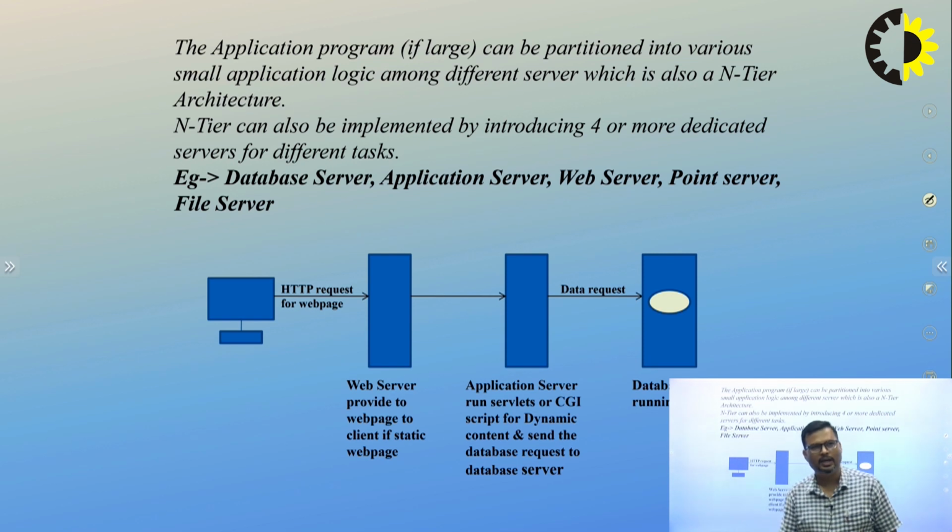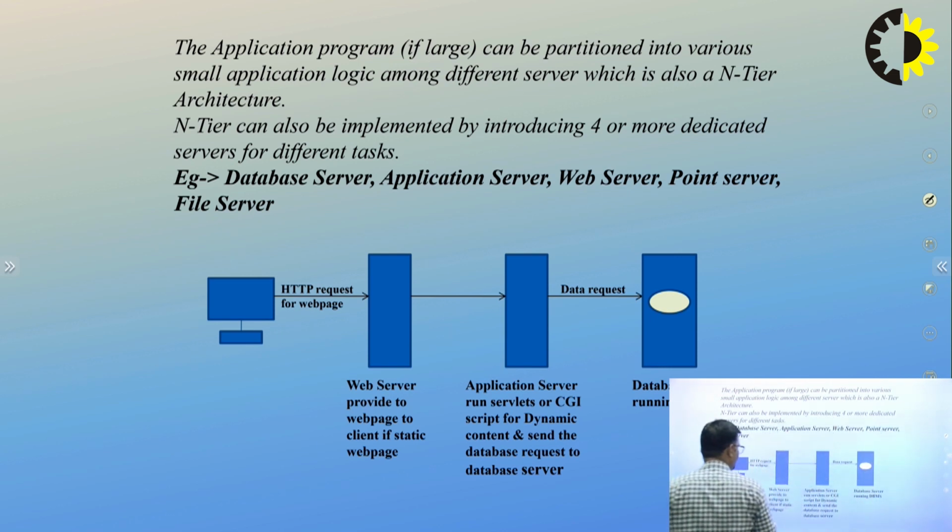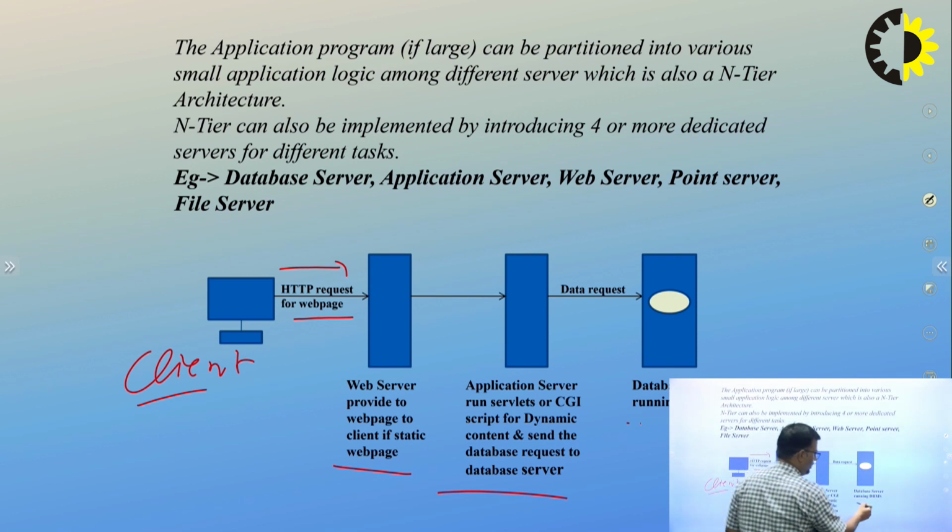The application program, if large, can be partitioned into various small application logic among the different servers, which is also known as the N-tier architecture. N-tier architecture can also be implemented by introducing 4 or more dedicated servers for different tasks. Suppose there is an HTTP request for a web page, then this is the client, this is a web server, this is the application server, and this is the database.